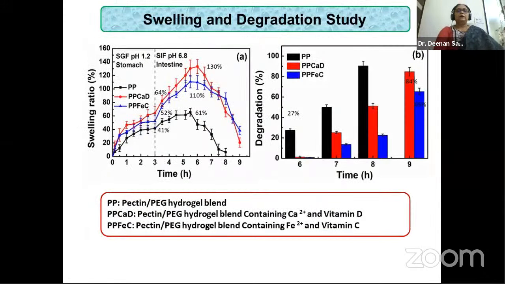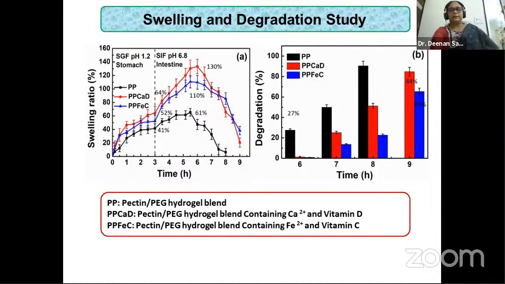Coming to swelling and degradation, why is swelling very important? Whatever drug we take orally should interact with body fluid. In oral delivery, obviously the drug will interact with the stomach and then intestinal fluid and other things.